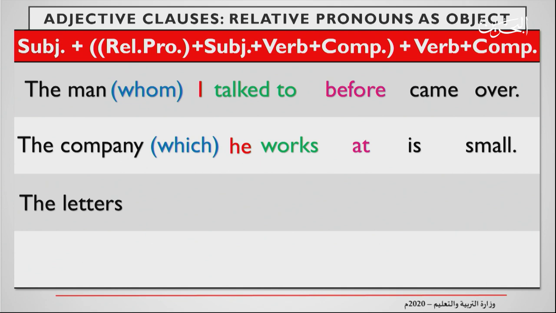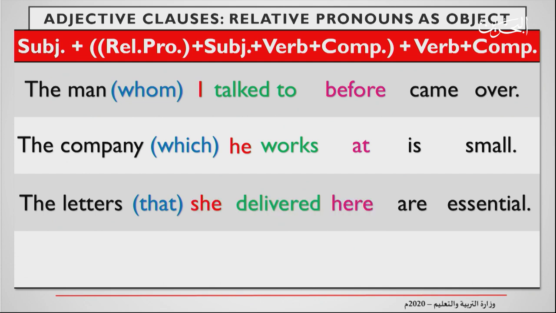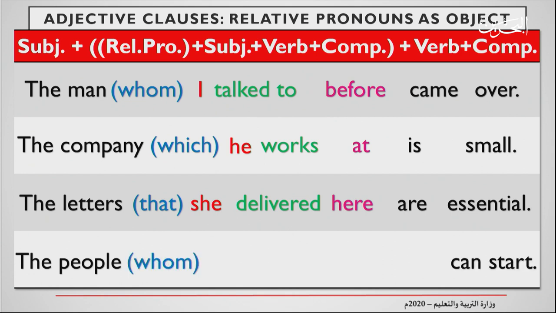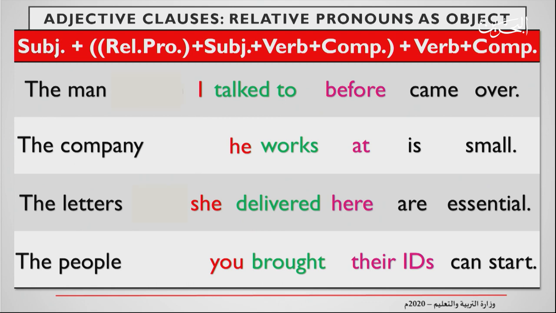Okay, third one. The letters are essential. So, the letters that she delivered here are essential. I added a subject. That is why it became an object. All right. The people can start. The people whom? You brought their IDs. So in this case, you brought their IDs. Okay? Can start. All right. You see, the sentences are perfectly fine without the relative pronouns.